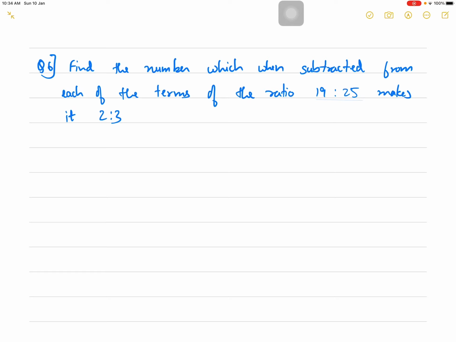Find the number which when subtracted from each of the terms of the ratio 19:25 makes it 2:3. Okay. So let the number to be subtracted be x.